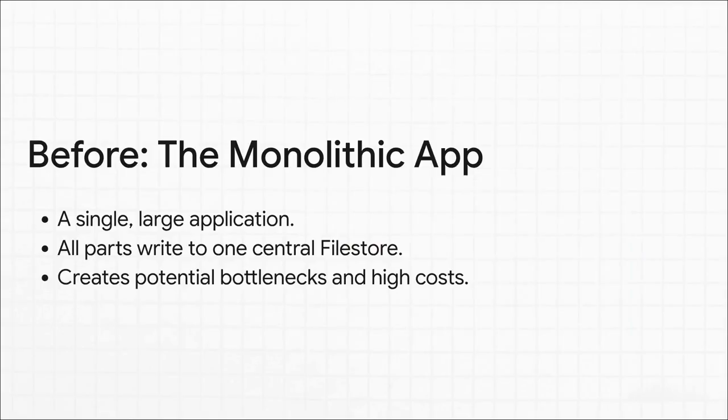So let's picture what this before state looks like. You've got your classic monolith, now running in the cloud. Every single piece of that application is hammering away at one central Filestore instance. This can create massive performance bottlenecks. It's a single point of failure. And you know what? It can get really expensive when you try to scale it.